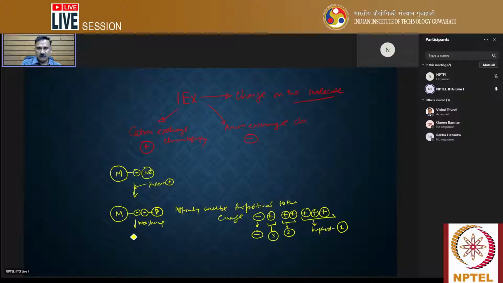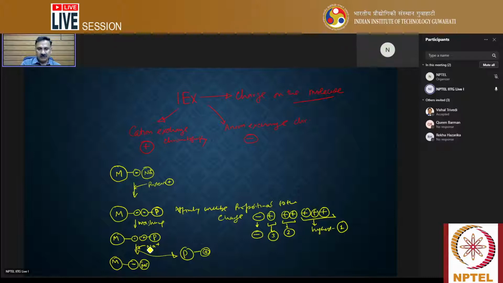Now when you do a washing, the negatively charged protein or other proteins are going to be removed from the matrix, and the matrix is going to have the positively charged protein bound. Now you supply the cation, that is the sodium. Once you supply the sodium, the sodium is going to replace the protein, and that gives you the matrix negative charge bound with sodium. In this process, it is going to elute the protein which is positively charged.